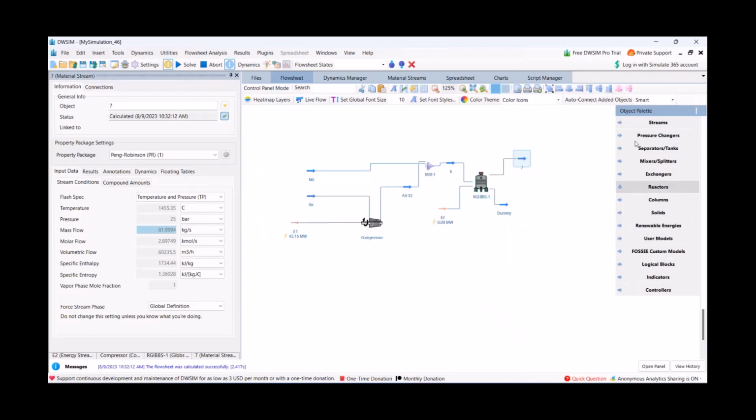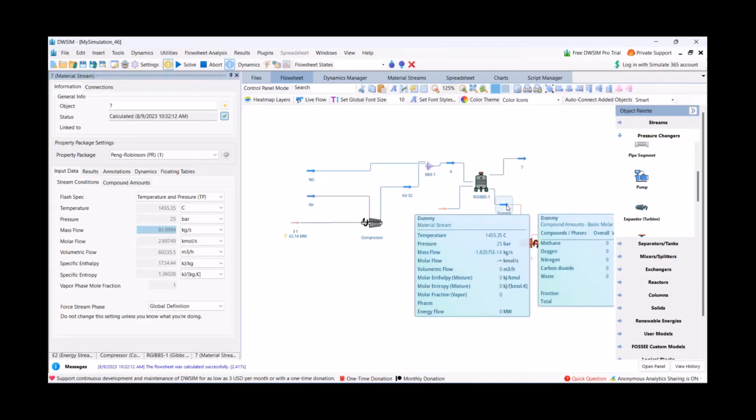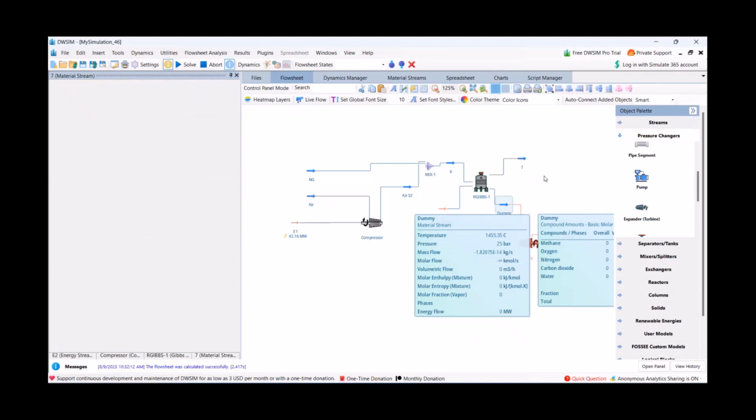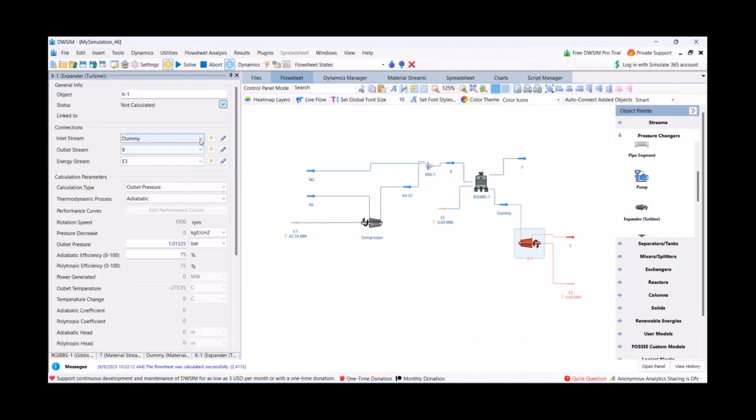And now we need a gas turbine as the last component in our Brayton cycle. We will use an expander here. Another problem with DWSIM is it automatically connects the inlet and outlets, and sometimes they are wrong. For example, we do not want dummy here. We want this stream 7, because dummy has zero mass flow rate. So we need stream 7 as the inlet stream. Outlet 9 is fine. And now we have to reduce the pressure from 25 bar to 1 bar.